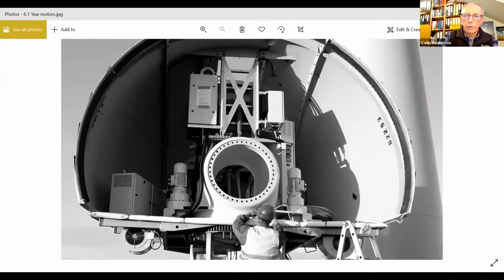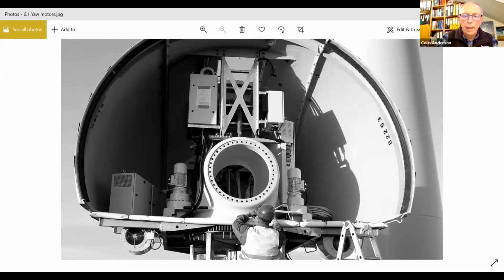Here we go. I'll see if I can share my screen on this. This is a photo of the nacelle of an Enercon 44. This is before it's been put on the top of the tower, obviously, and the generator will get attached to this flange here. But you can see in the floor of the nacelle these two motors. There's another two parked behind.